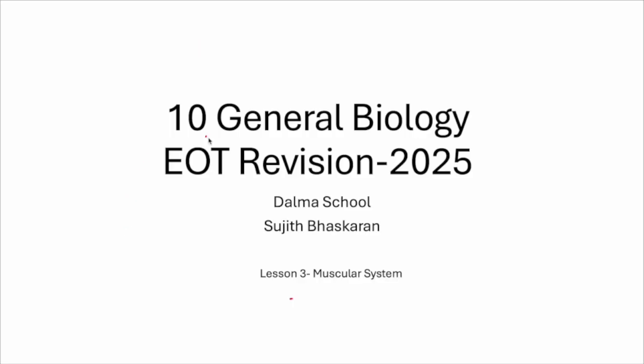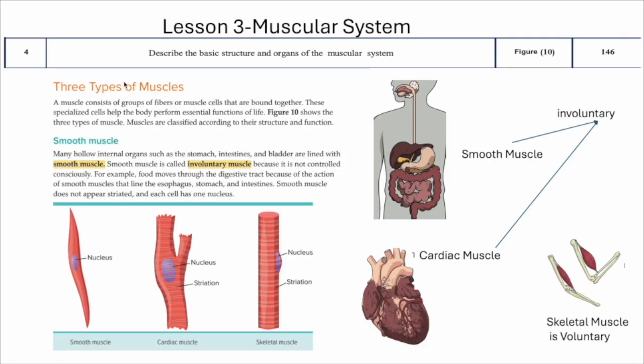In this video we are going to revise lesson 3 questions from EOT 2025, 10 general biology. Question number 4 will be from page number 146, figure number 10. And figure number 10 is showing 3 different types of muscles.